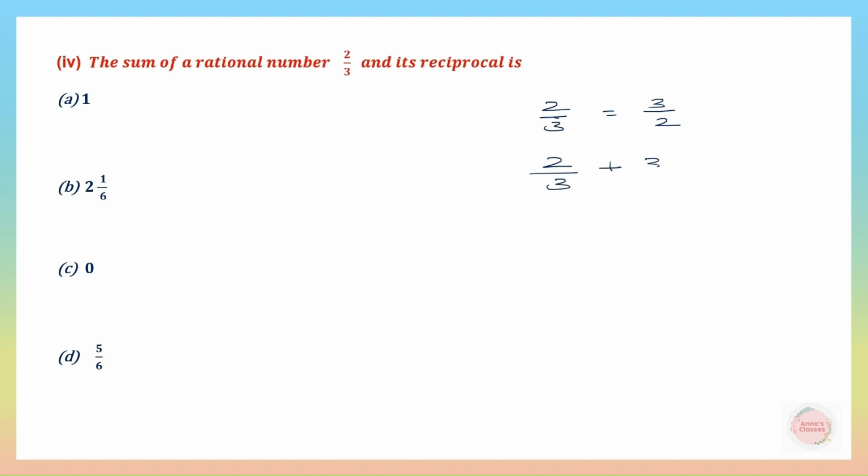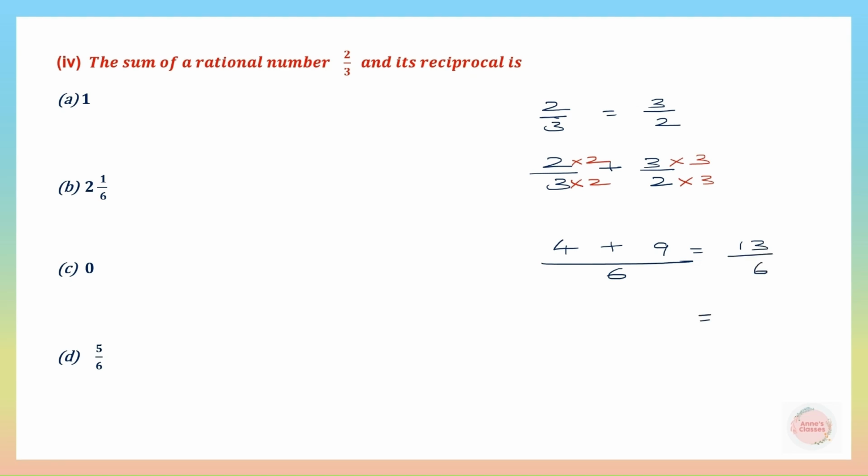So 2 by 3 plus 3 by 2. Now here you have to find the LCM of 3 and 2, which is 6. Now get the new numerators. 3 2s are 6, so multiply this also by 2. 2 2s are 4 plus the second one, 2 3s are 6, so we multiply this also by 3. 3 3s are 9. So here what do we have? 4 plus 9 is 13 by 6.